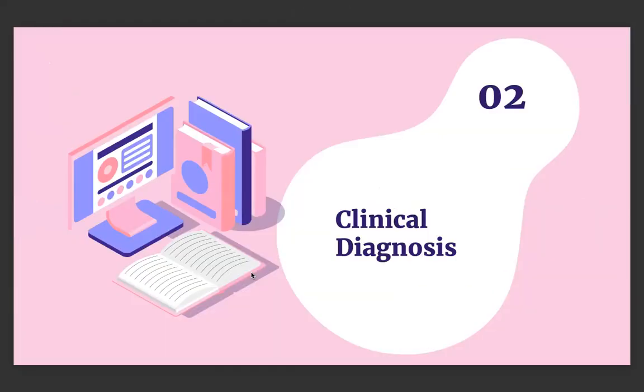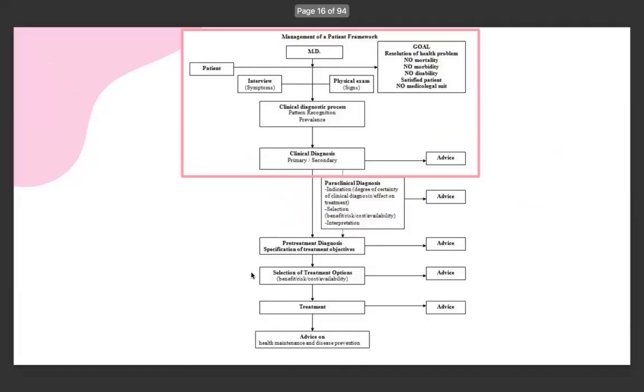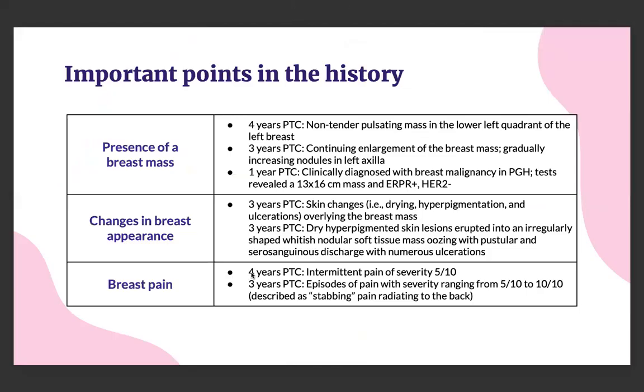Okay, let's start with the clinical diagnosis. So this is the first part of the algorithm. We use the signs and the symptoms to determine our primary and secondary diagnosis. So here are the important points in the history that I mentioned earlier.